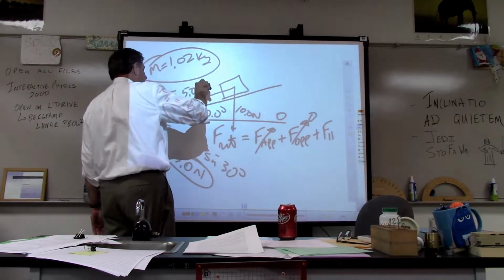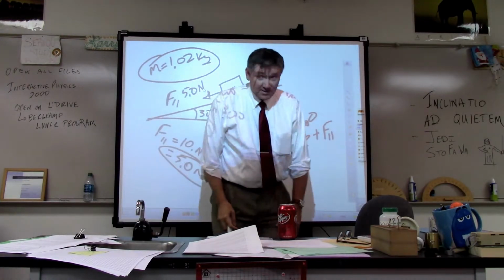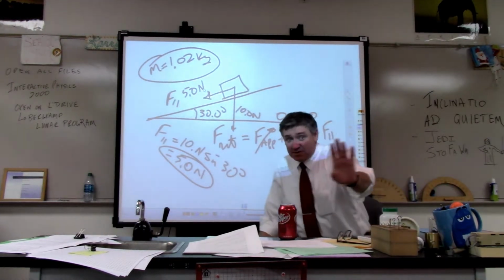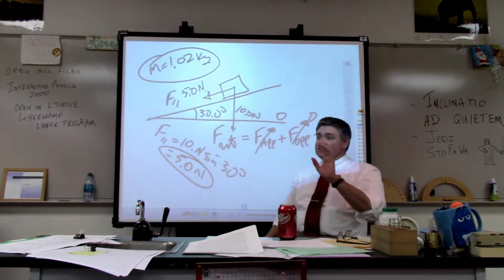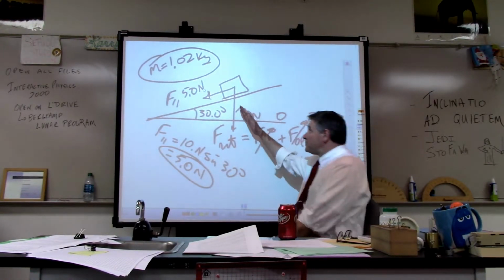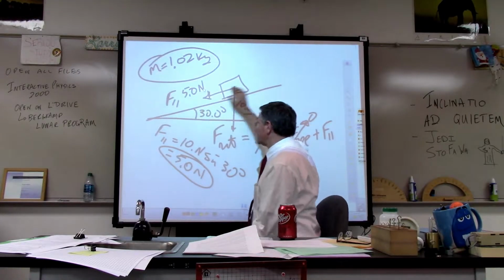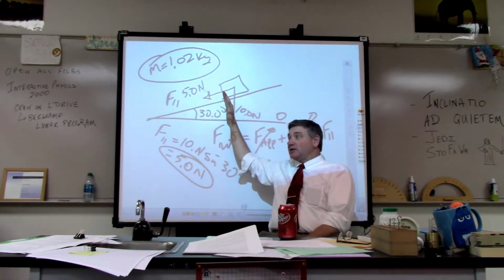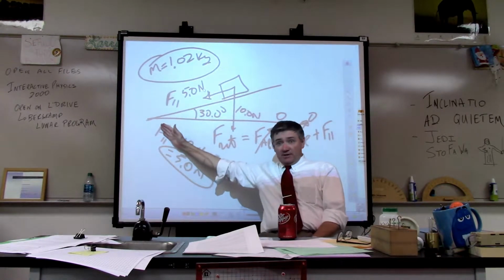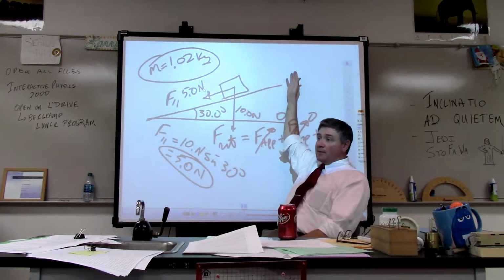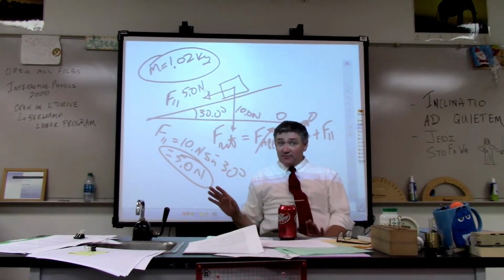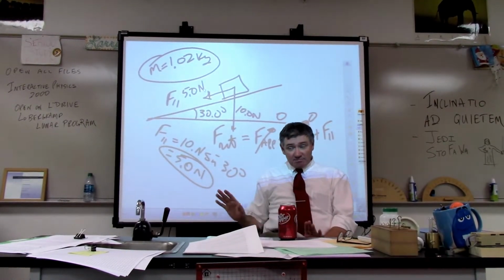Now, this is what you have to decide. Here's the big decision that you have to make. I don't care how you do this, but you need to make a decision. This becomes like a new x and y coordinate system. So you need to decide, do you want downhill to be negative or do you want uphill to be negative? I don't care. It makes no difference. Literally, it makes no difference.